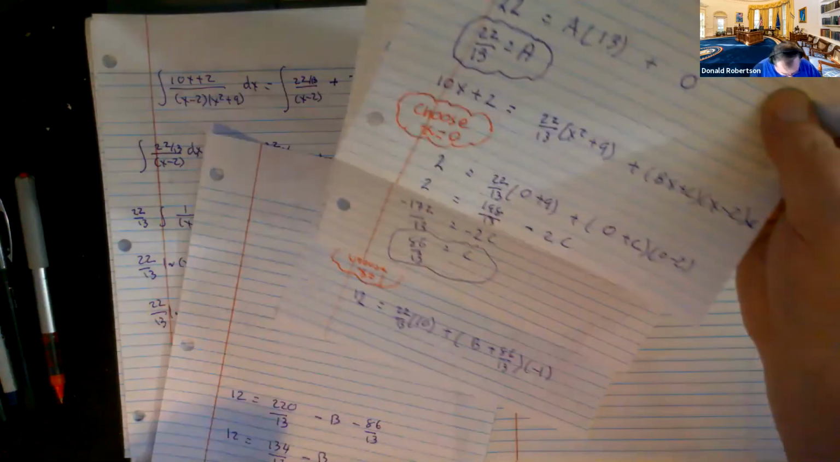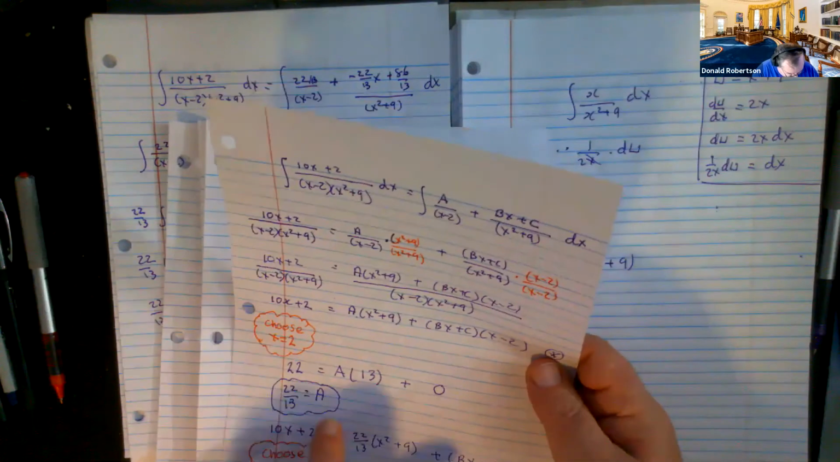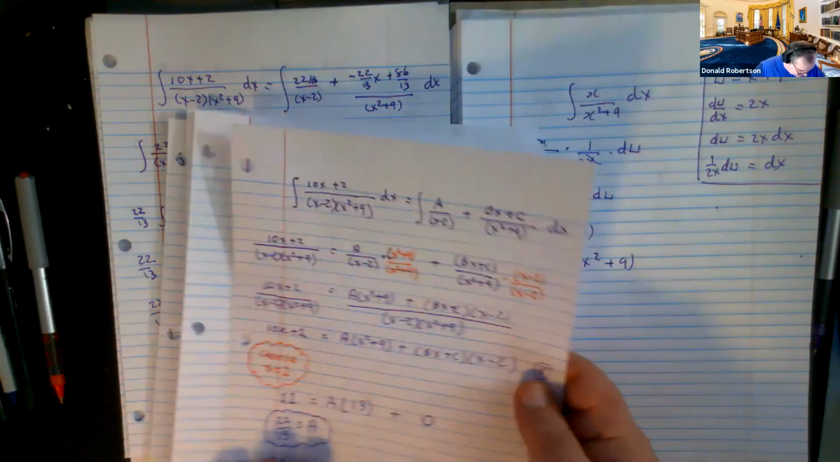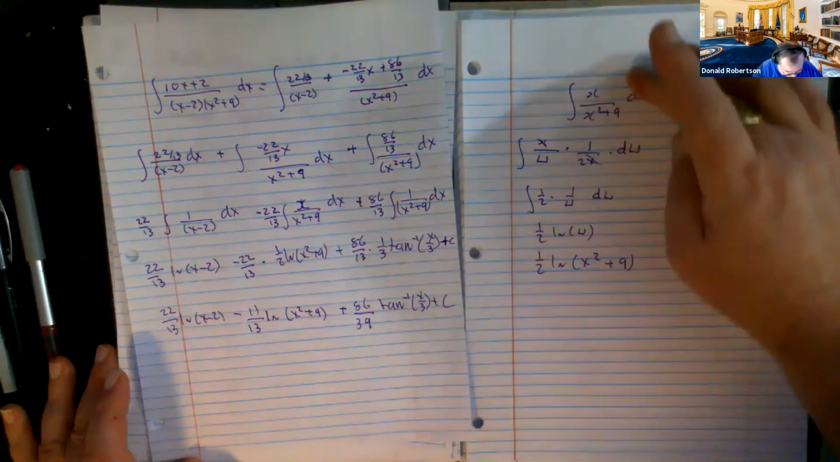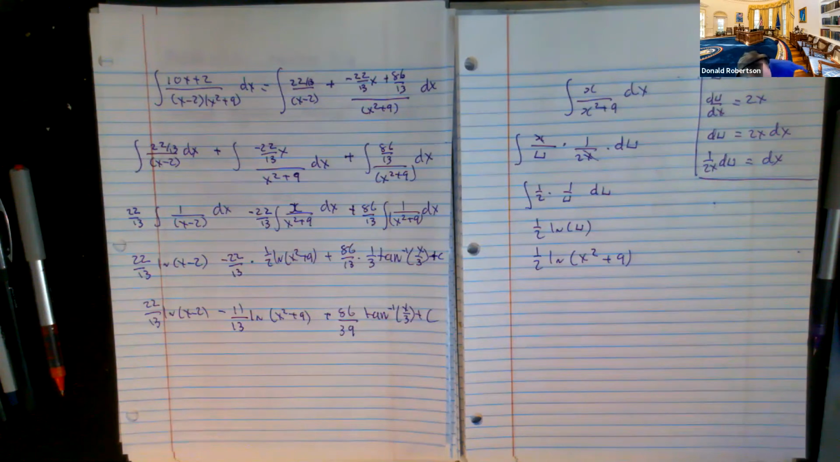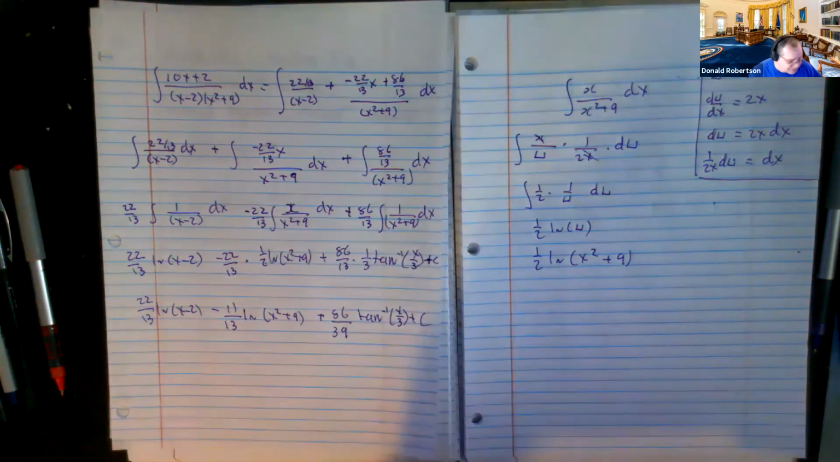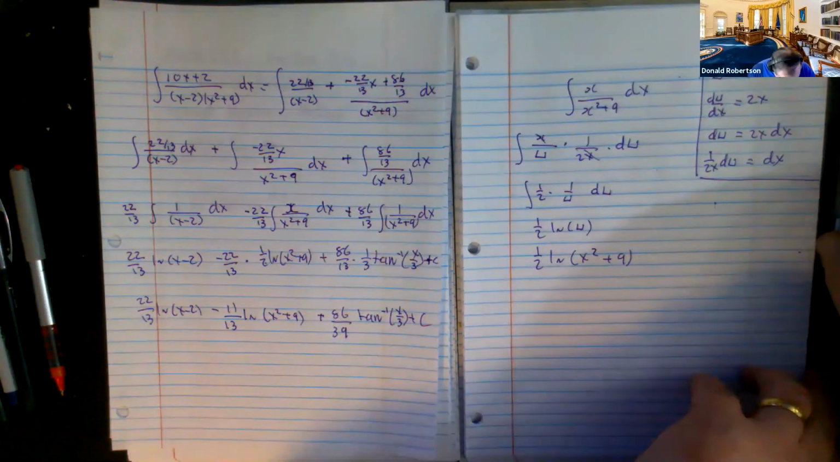4, 5, 6, 7, 8, 9, 10, 11, 12, 13, 14, 15, 16, 17, 18, 19, 20, 21, 22 to 23 to 24 to 25, 26 lines of working at least to get that final answer. Yikes. That's a lot of working, but we did get the answer.